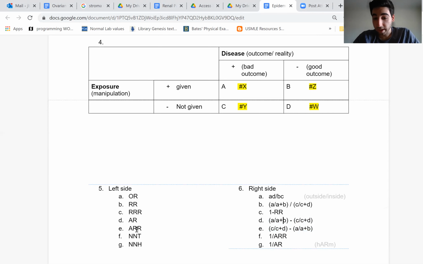So for AR and ARR, instead of dividing, you're going to be subtracting. So just like you put up here, you're going to do the same thing, but there's a subtraction sign. And then below that, you're going to do the opposite. So there's a subtraction sign, but you're going to flip them. So you're going to start with C and you're going to end with A.